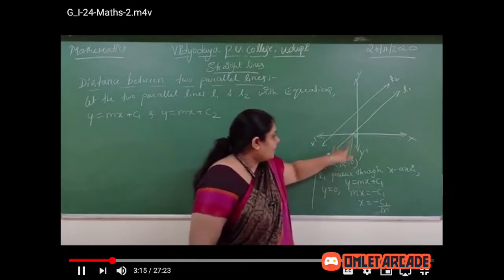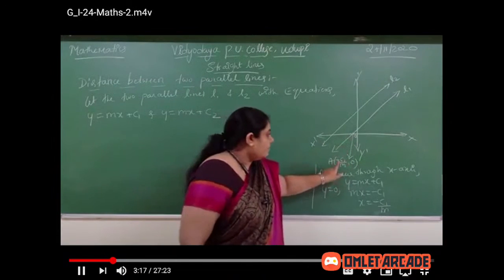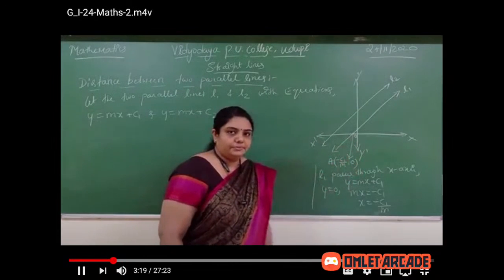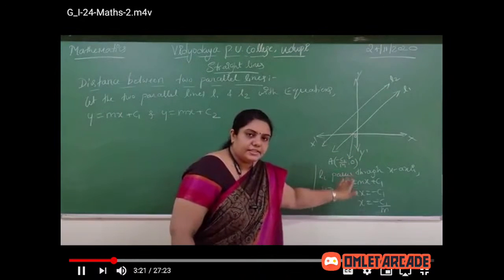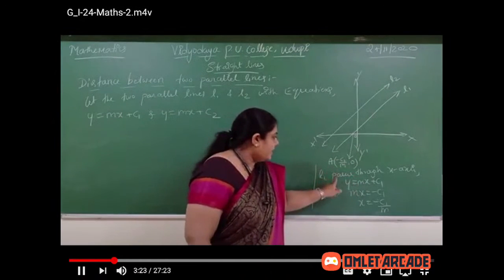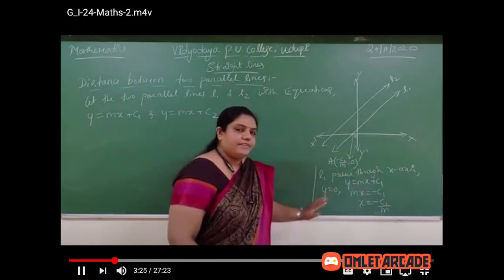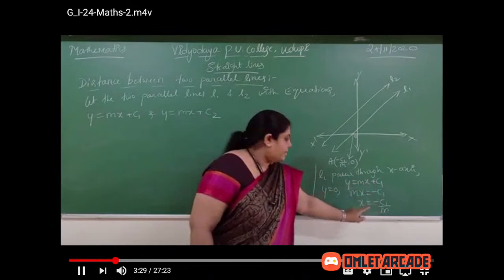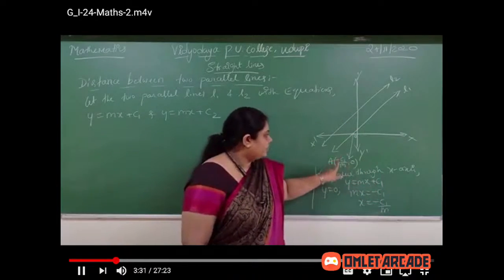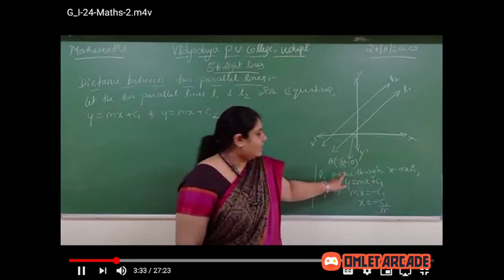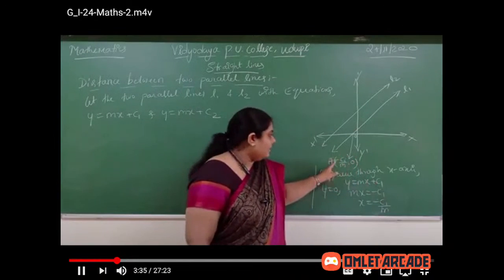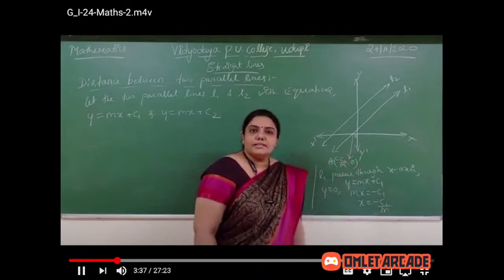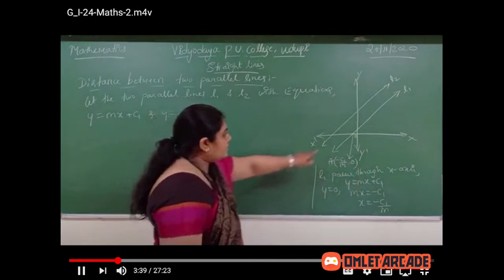Can I take this point A as its coordinate minus c1 by m, comma 0? I have written the reason here, just go through this. Since L1 passes through the x-axis, y will be 0 there. Substitute y is equal to 0 in that particular equation, so you will get the x value. So the coordinates are minus c1 divided by m comma 0. So this is the point.